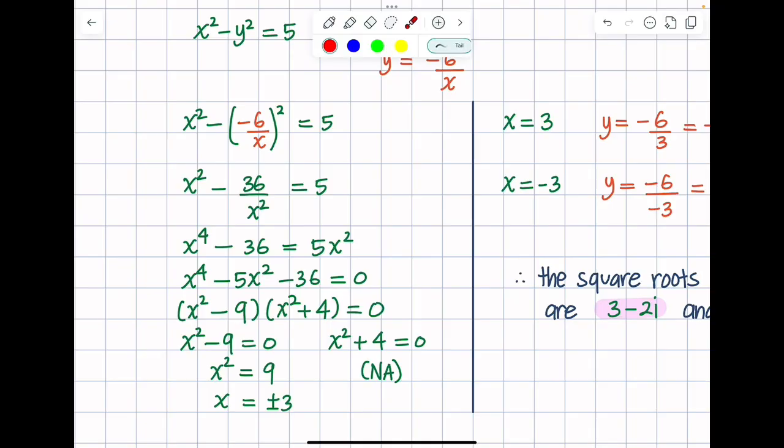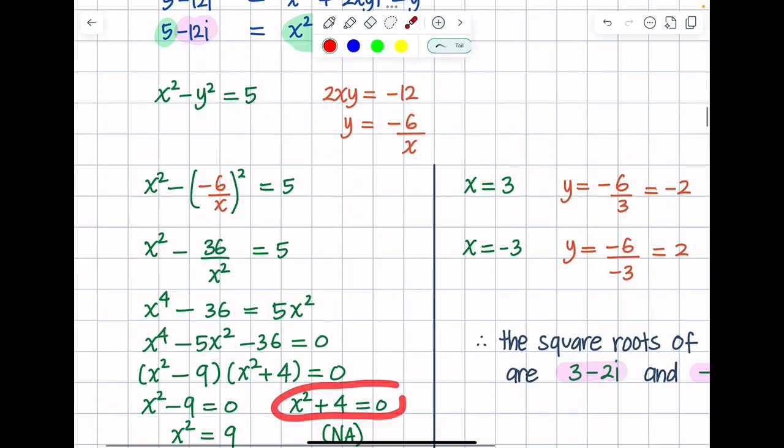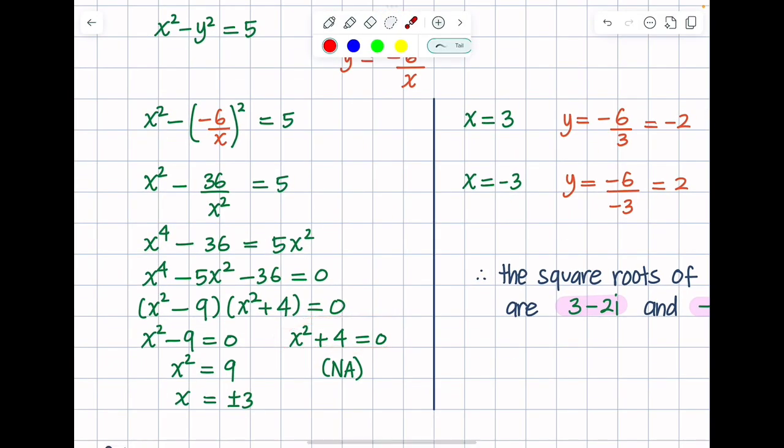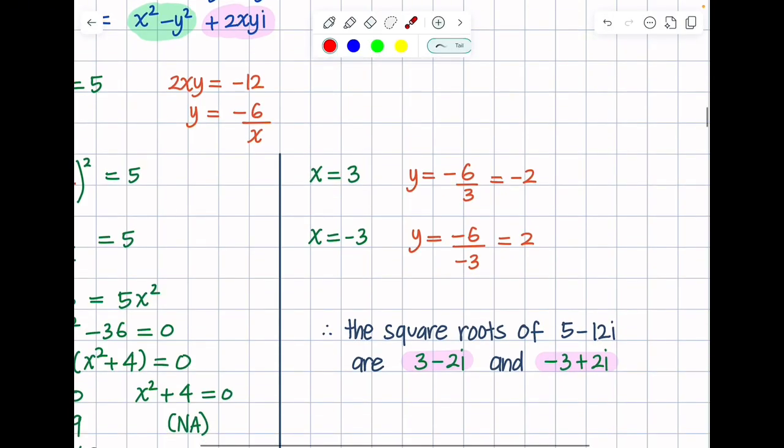So x squared minus 9 equals 0, x squared equals 9, then x is plus or minus 3. How about the x squared plus 4? Since x and y are real numbers, we reject x squared plus 4 equals 0. Then substitute these two values to find y: when x equals 3, y equals -2, and when x equals -3, y is 2. So the square roots of 5 minus 12i are 3 minus 2i and minus 3 plus 2i.